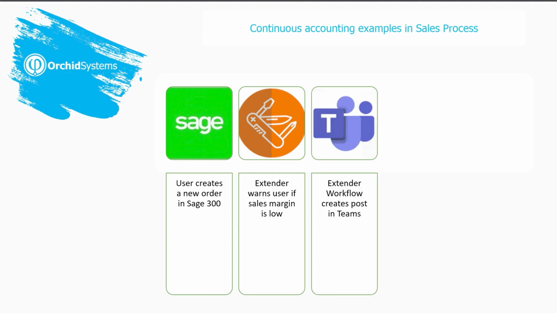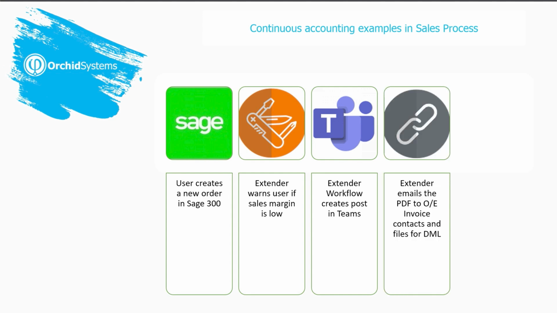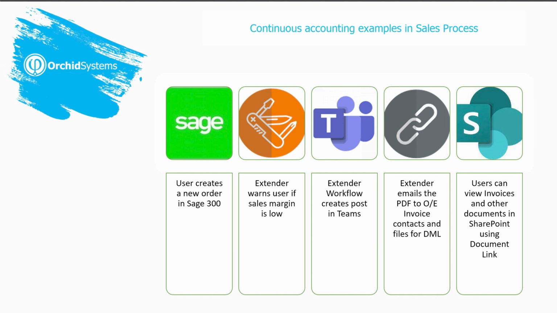The Extender workflow has been configured to post a notification in Microsoft Teams when a new order is created in Sage 300. When we ship and invoice the order, Extender will automatically create a PDF of the invoice and email it to the invoice contacts configured against the customer using multiple contacts. Finally, back in Sage 300, the users can then view the invoices and other documents saved on the network folder, as well as in SharePoint, using Document Management link.